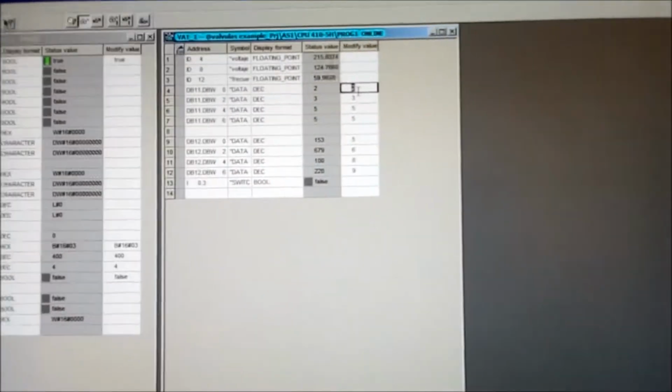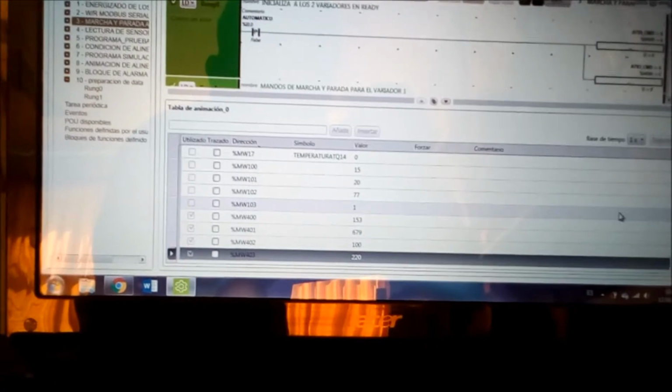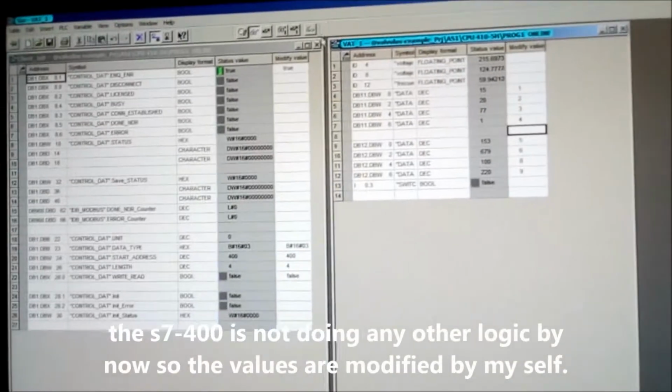To prove the communications, here we have some tables to help us. As you can see, we can modify these values. For example, 15, 20, 77, and 1. We modify these values, and as you can see, they are modified, and in the Schneider PLC they are modified too. 15, 20, 77, and 1. We can do it again. For example, 1, 2, 3, 4. We modify it, and as you can see, they are modified here too.